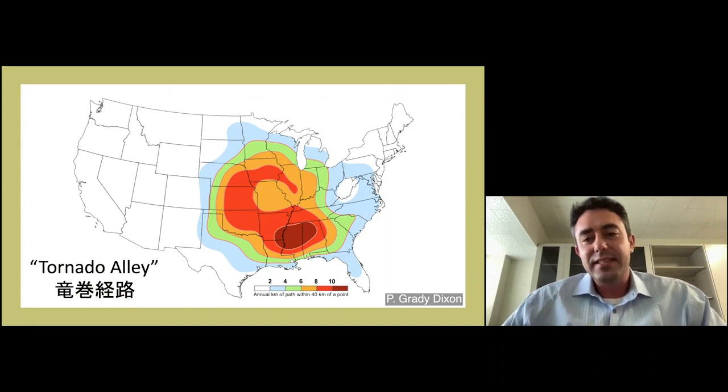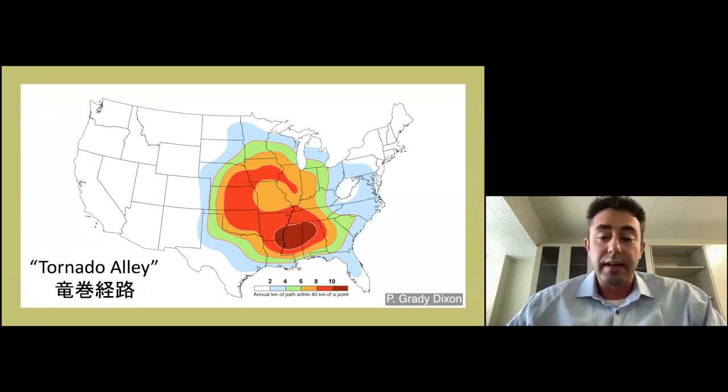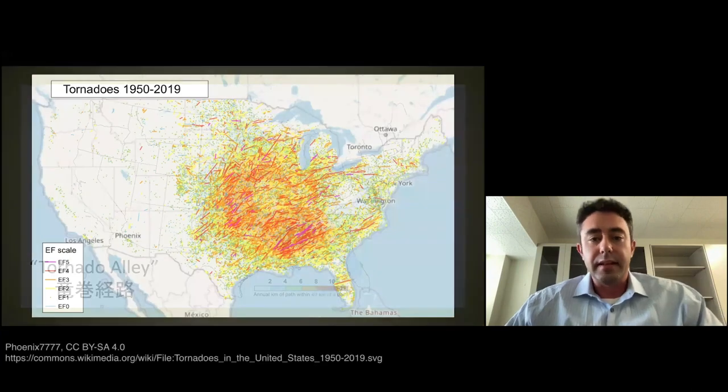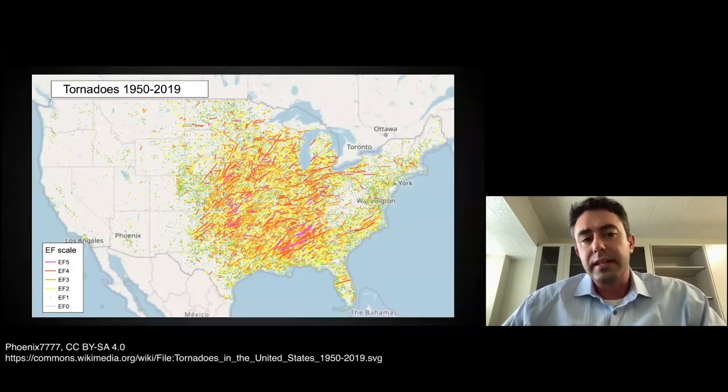This part of the United States is known as Tornado Alley. And it goes by this name because, as you can see from the colorful swaths here, these represent the annual kilometers of paths of tornadoes within this area. This is another way of looking at this area. These are all the tornadoes from 1950 to 2019 recorded in this area in the United States, actually. And you can see that even though we have tornadoes in every state in the United States, the vast majority occur in this Tornado Alley, and they are the most frequent and most intense in this area.